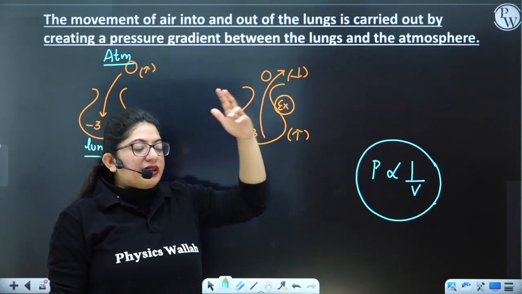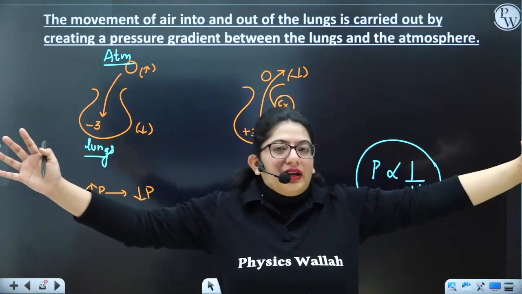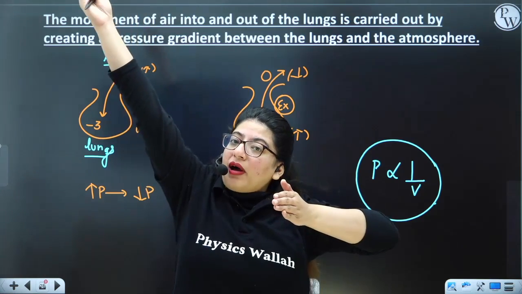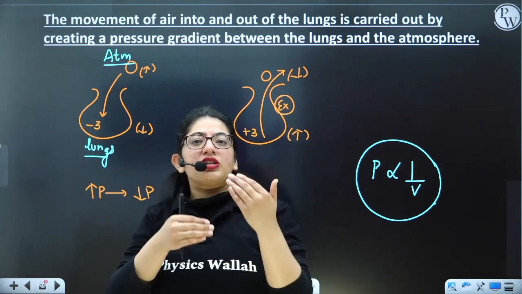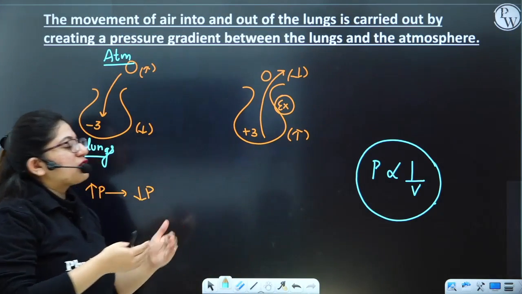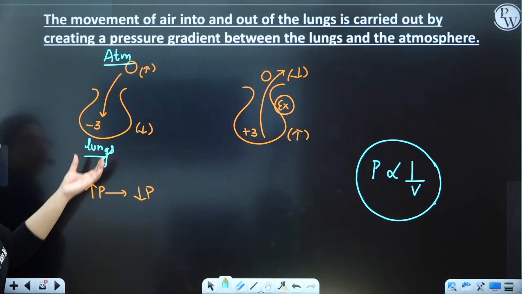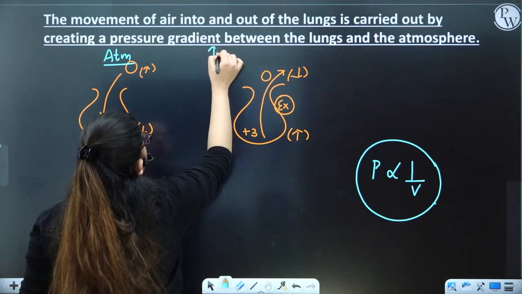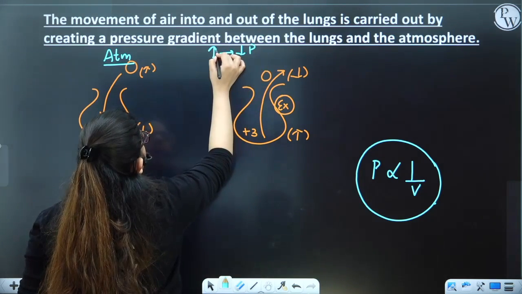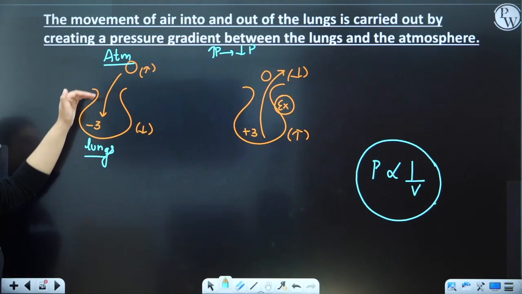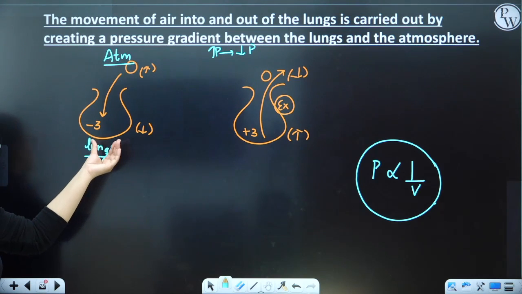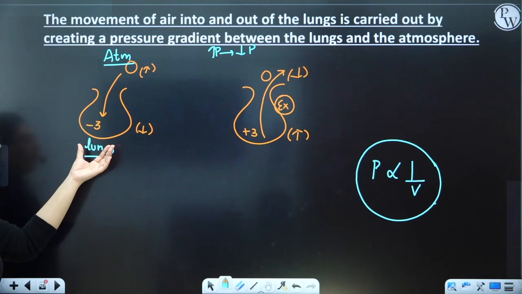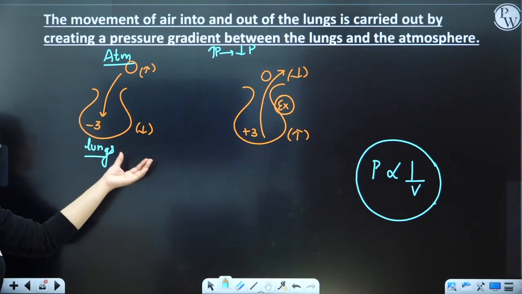Similarly, if by using the muscles I expand my lungs, the volume will increase, the pressure will decrease, and air will move from high pressure to low pressure. So this is what takes place during inspiration and expiration. As I've told you, air moves from high pressure to low pressure. Here the air is entering because there is less pressure inside the lungs. So how has the less pressure inside the lung been maintained? Yes, by increasing the volume.